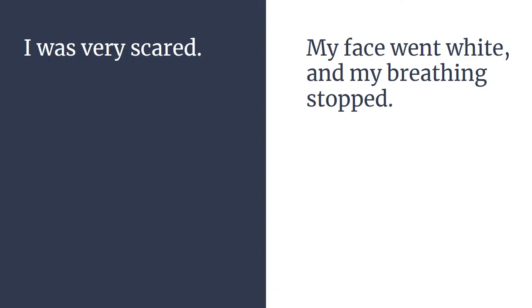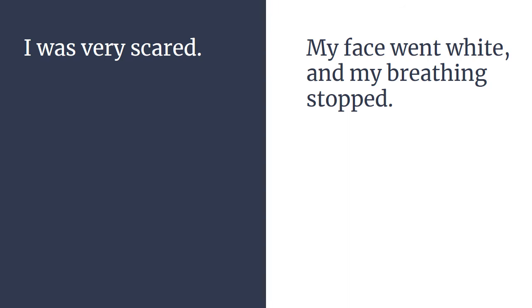So here on the left we have a sentence, "I was very scared." This is an example of a telling sentence. It clearly identifies the feeling and it's very short and direct. But on the other side we have more of a showing. Now this does take more words, but it probably creates a better feeling and emotion in the reader. "My face went white and my breathing stopped." Now, we can understand that someone is scared because of that description, but that description gives us a lot more details where we can imagine maybe what the person looks like or sounds like as they're experiencing this emotion.